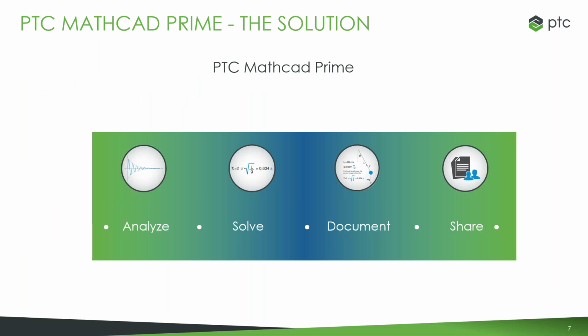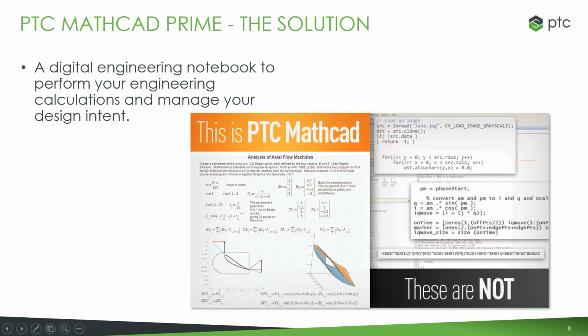So our solution here is PTC Mathcad Prime. It's going to help you fix the errors. It's going to tell you when there is an error, and then help you analyze, solve, document, and share any of your engineering notations, your design intents, your calculations. It's going to have all that in one place, so you can easily send just one document to anyone else who needs to reuse your information. So again, it is a digital engineering notebook that's meant to document your design intent, from your calculations to just words saying why you made a decision. So again, software for that engineering process.